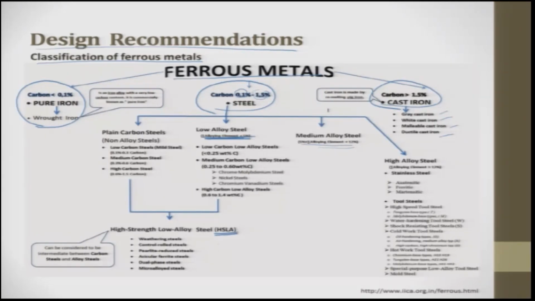Today, we talk about a new steel which is called high strength low alloy steel. This is now talked about in automobile applications, very high strength low alloy steel. Here you have weathering steel, controlled rolled steel, pearlite reduced steel, dual phase steel, microalloyed steel. All these are different varieties which fall under the category of high strength low alloy. It is a combination of plain carbon steel and low alloy steel. It can be considered intermediate between carbon steel and alloy steel, and this has huge application today. I have just shown you how the ferrous materials are classified.